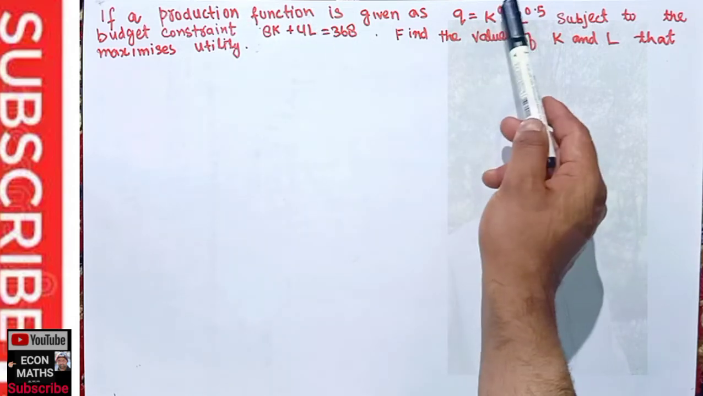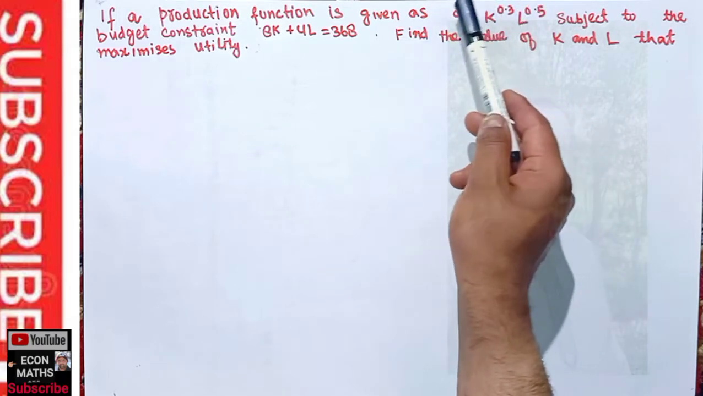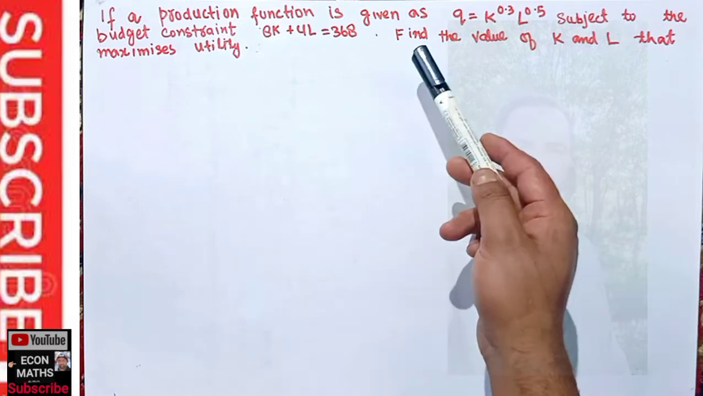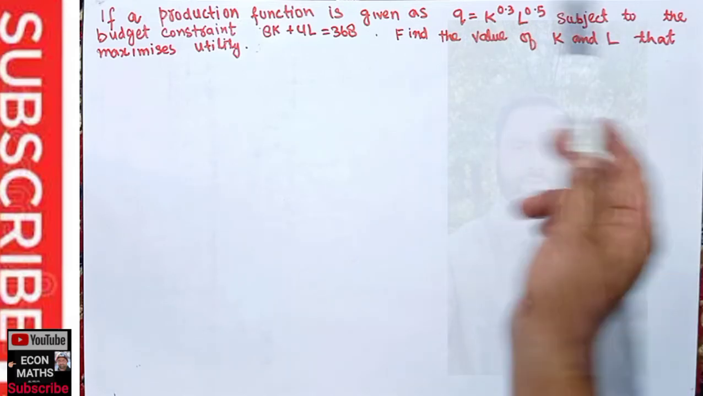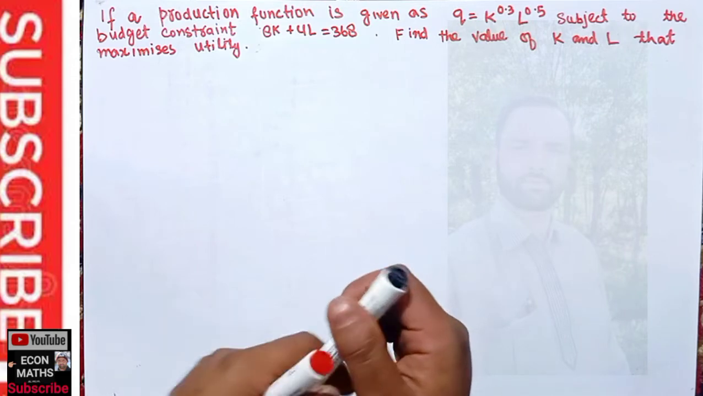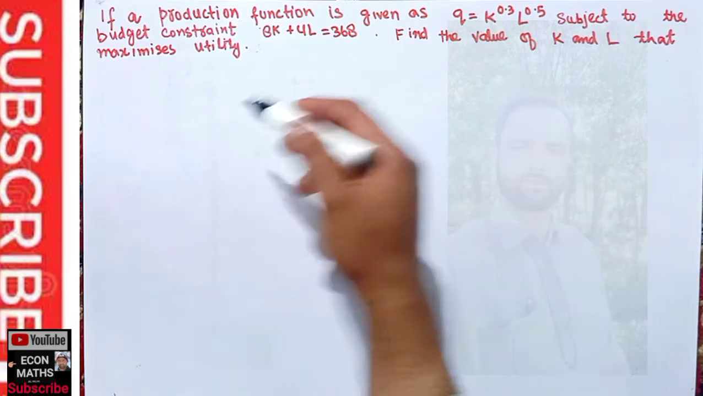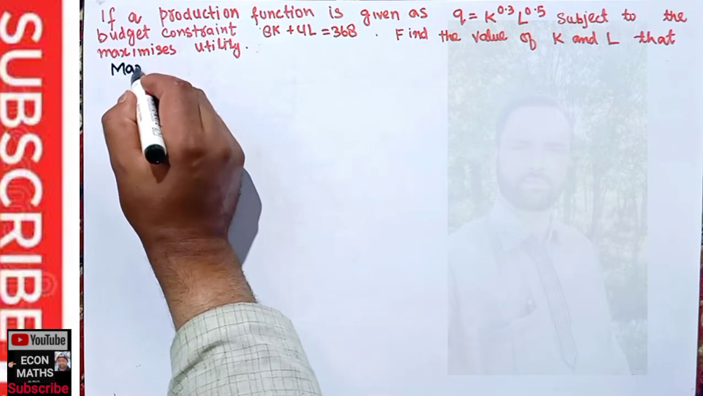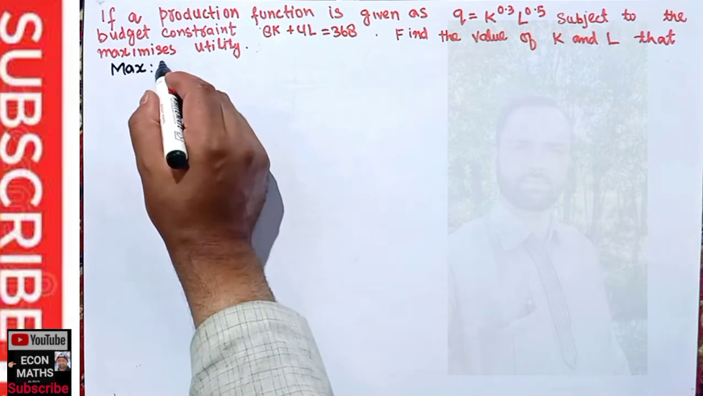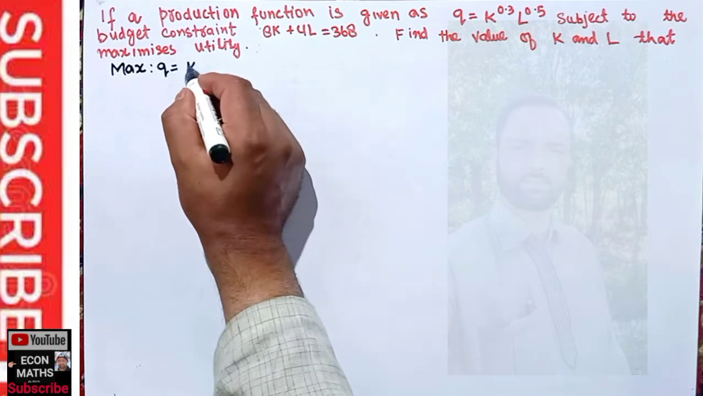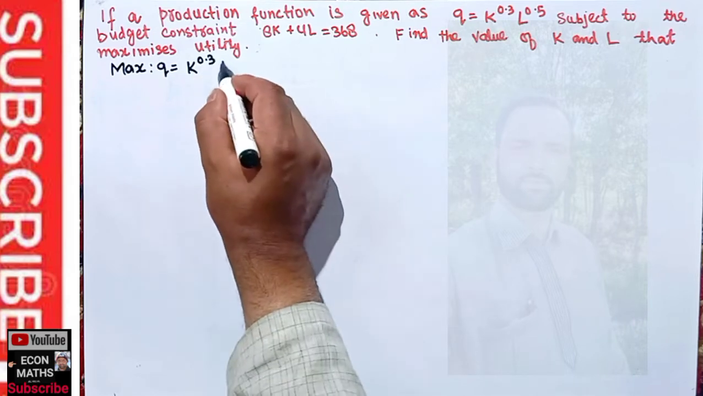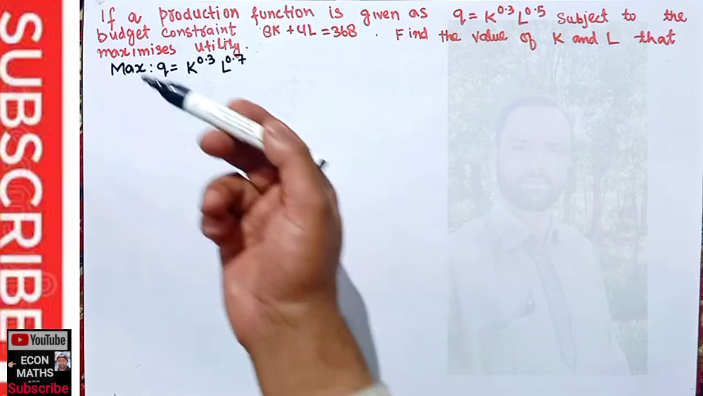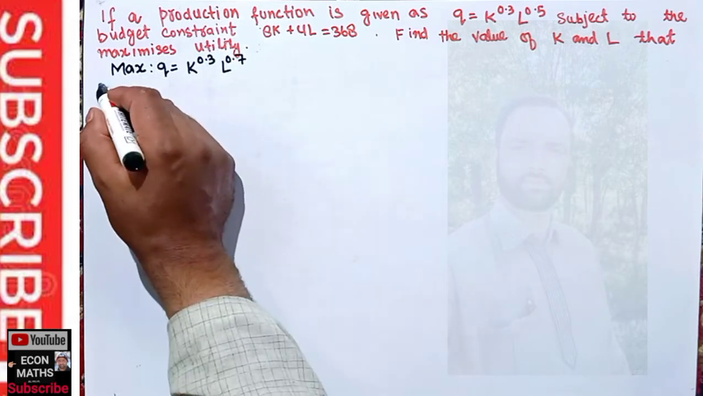Okay, so we want to maximize this very production function subject to this very budget constraint, and the question tells us to find the value of capital and labor that maximizes utility. Okay, so first of all we will write it like this. We are given that we have to maximize q is equal to k to the power 0.3 l to the power 0.7.